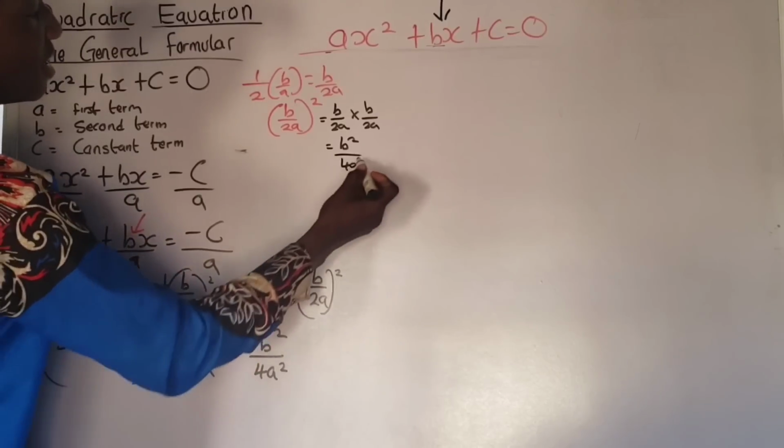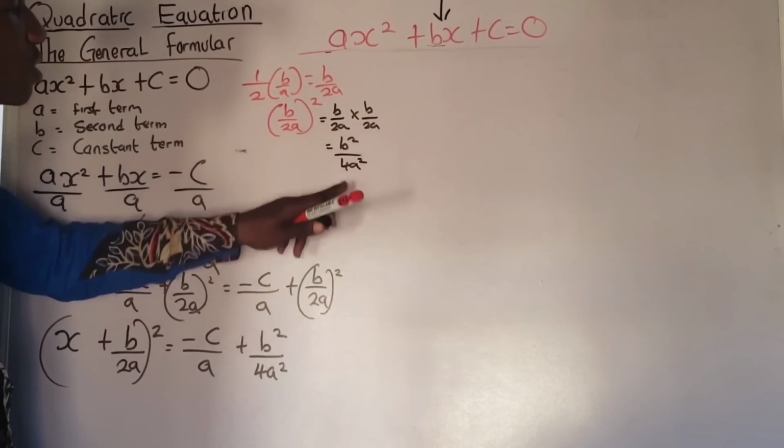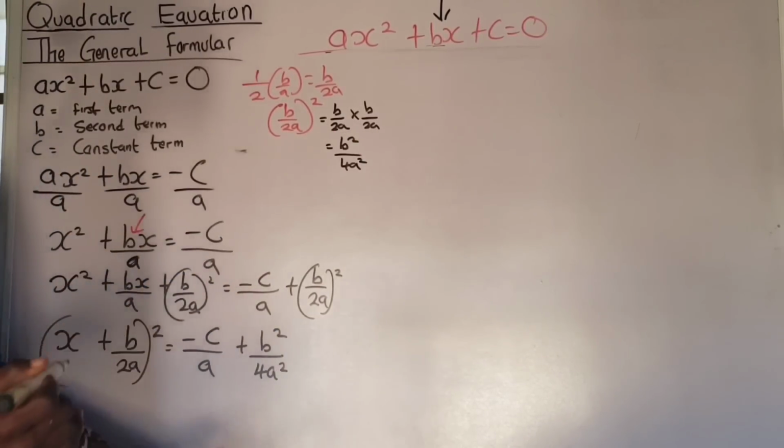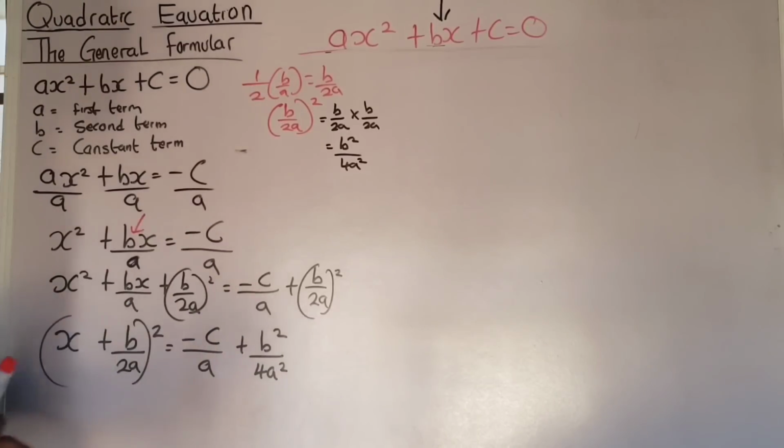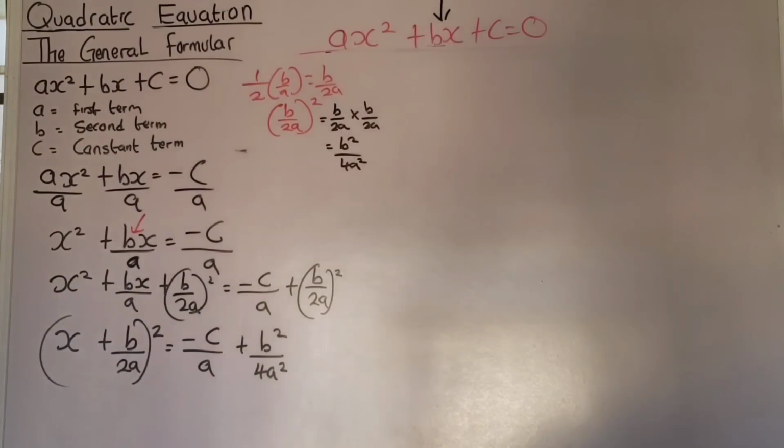4a squared. Let me explain. 2 times 2 is what? 4. A times a is what? A squared. Do you understand now? So that is how I got b squared all over 4a squared.